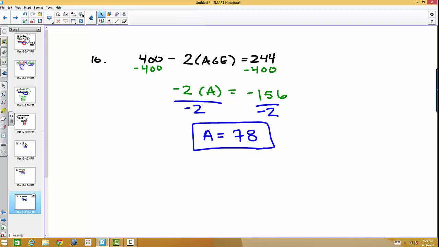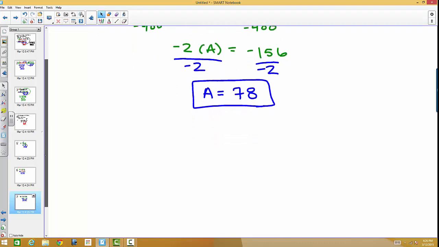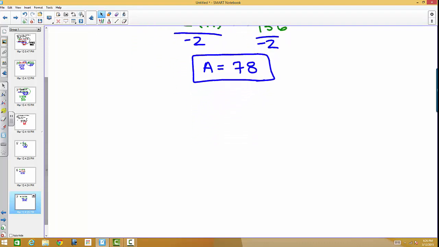Number 9. Aaliyah had some candy to give her 4 children. So she has some children. And first she took 10 pieces for herself. So she's going to take 10 pieces out, and then she's going to divide it by 4. First she took 10, divided it by 4. Each child received 2 pieces.